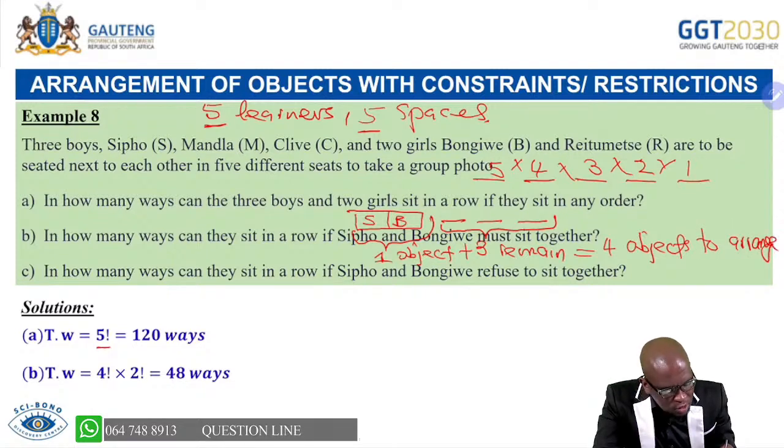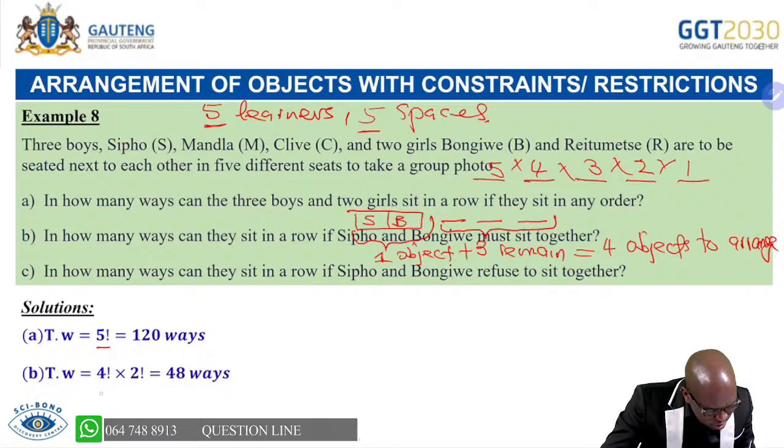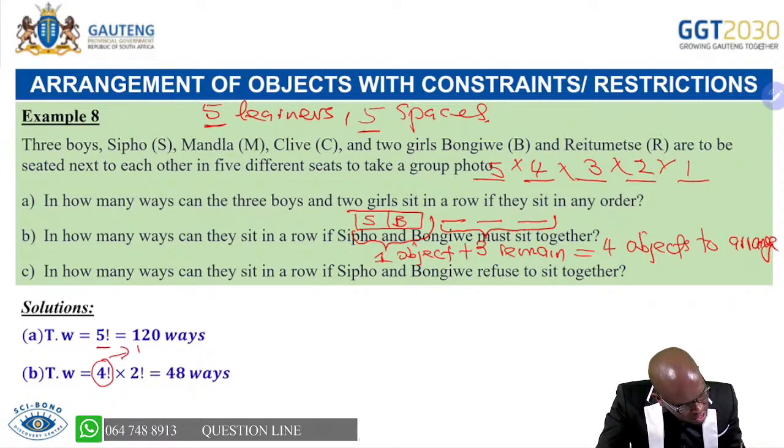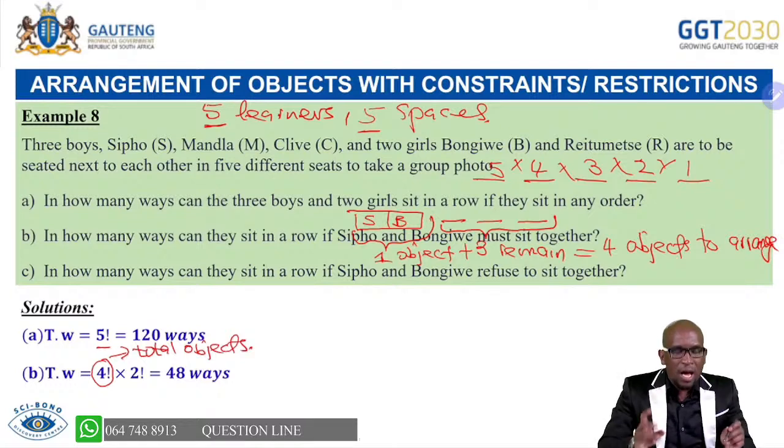Because we have 4 objects to arrange, how many ways can we arrange them? 4 options for the first position, 3 options for the second position, 2 options for the third, 1 option for the fourth. So to arrange them, it would be 4 factorial. So this 4 factorial here is for the total objects. That is 4 factorial.